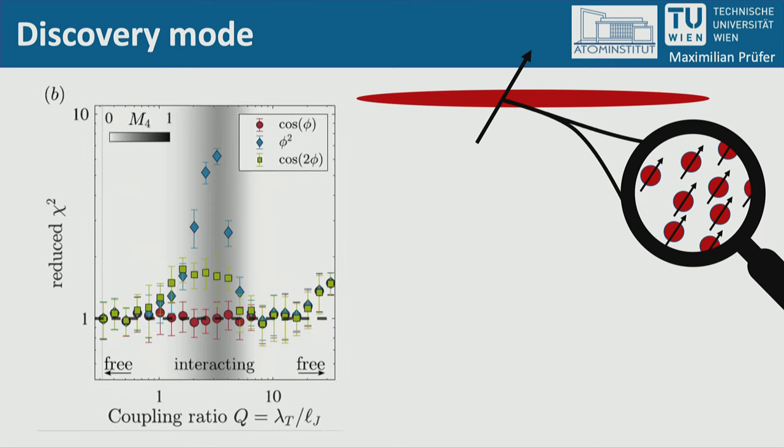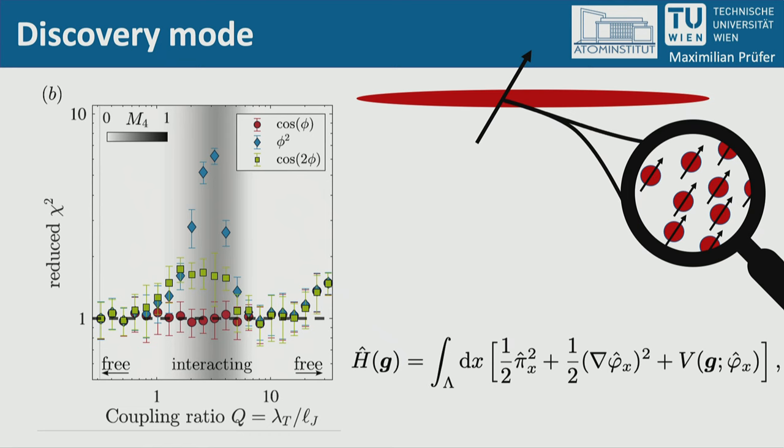And then we can do this a bit more systematically. So now what you see is the reduced chi squared as a function of this coupling ratio Q, and for the blue markers, this is again the phi squared theory that we used. You see that there is a whole region where the fitting does not work. But for the red markers, the cosine theory, it works everywhere. And actually, the region that we marked here in gray is not marked by us by hand. In gray color, what you see is the magnitude of fourth order connected correlation functions, a measure for having a non-Gaussian state. And you see that this very nicely coincides with the region where the learning with the phi squared potential does not work anymore. This was very satisfying for us to see. We were very happy to see that. Okay, good.